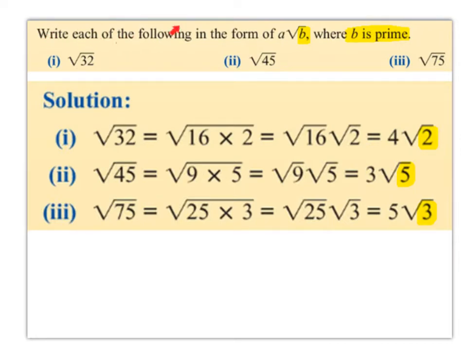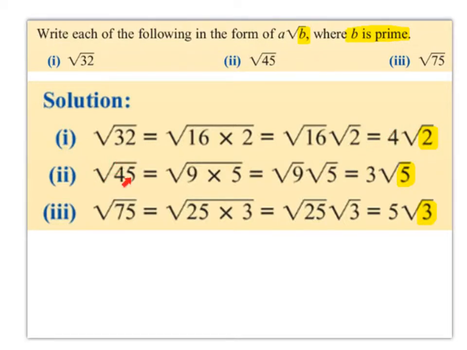Write each of the following in the form of a root b, where b is prime. Root 32, root 45, and root 75. So root 32 can be broken down as root 16 times 2, because 16 times 2 is 32, which can be factorized as root 16 multiplied by root 2, and the square root of 16 is 4, so we've got 4 root 2. And that works because 2 is indeed a prime number. So the square root of 32 is the same thing as 4 root 2.